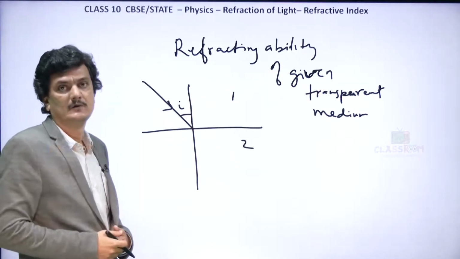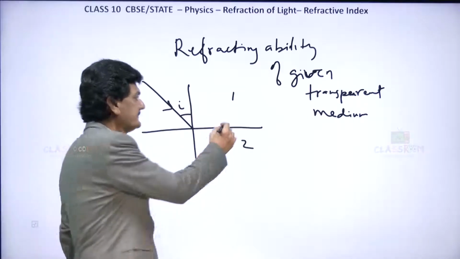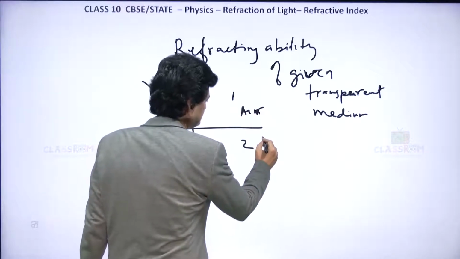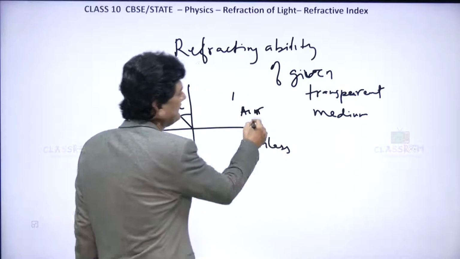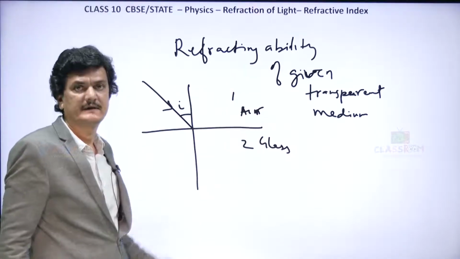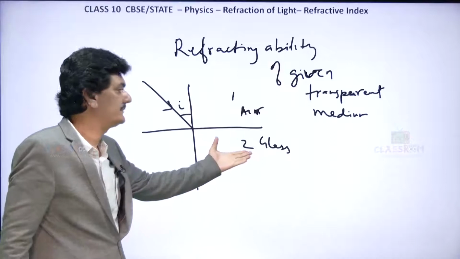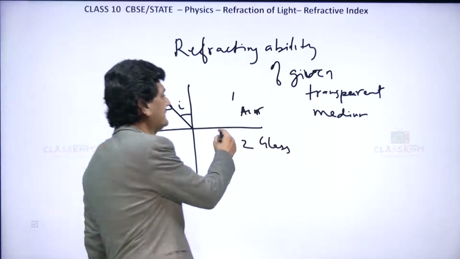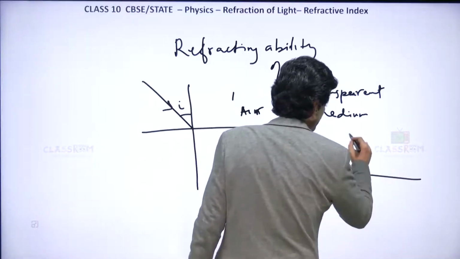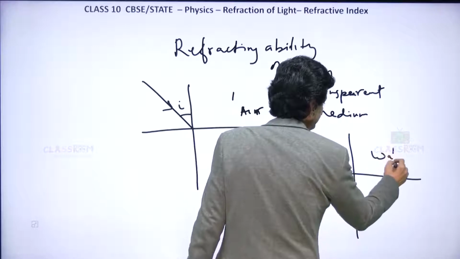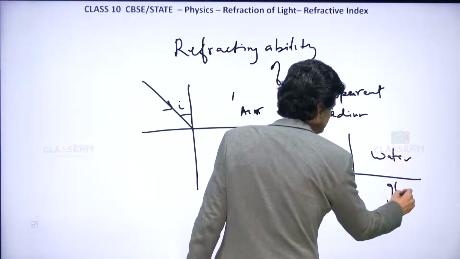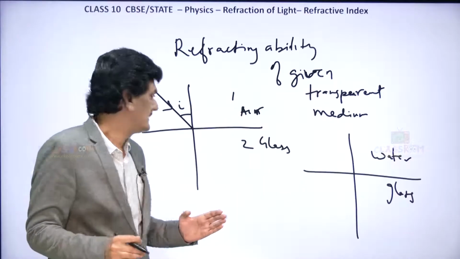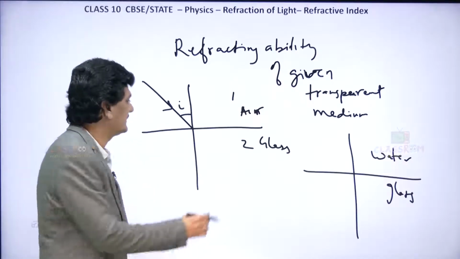So, suppose here there is air and here we have glass. But instead of air, suppose we have water here, then the refractive ability of glass will be different than in this case. So, suppose an air and glass combination is there and we have a water and glass combination. The same second medium, which is the refracting medium where the ray of light is bending. The ray of light is bending always in the second medium.